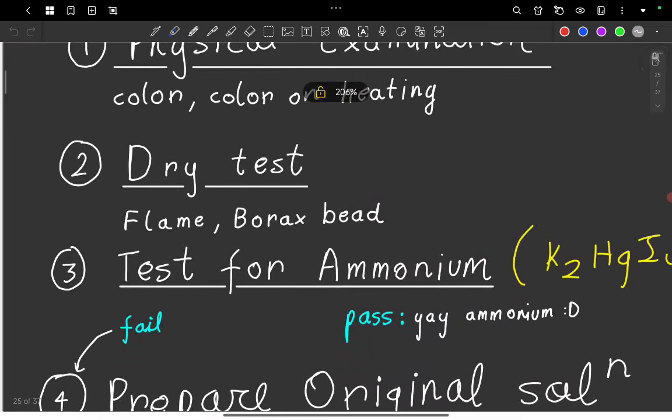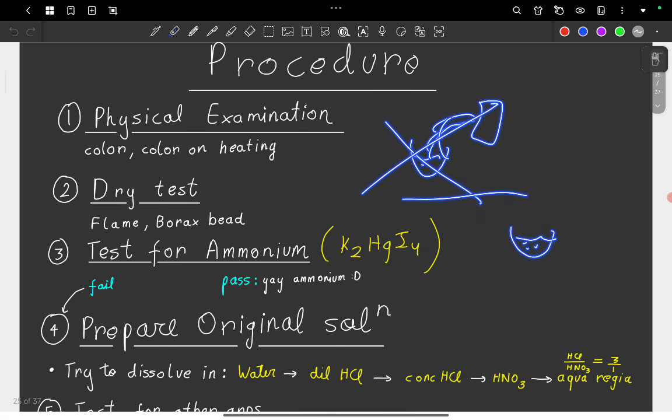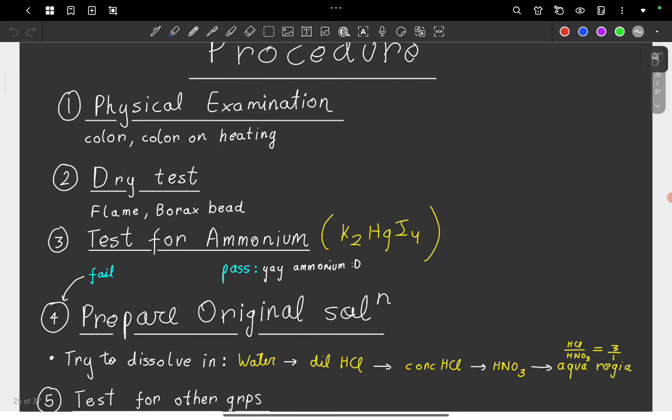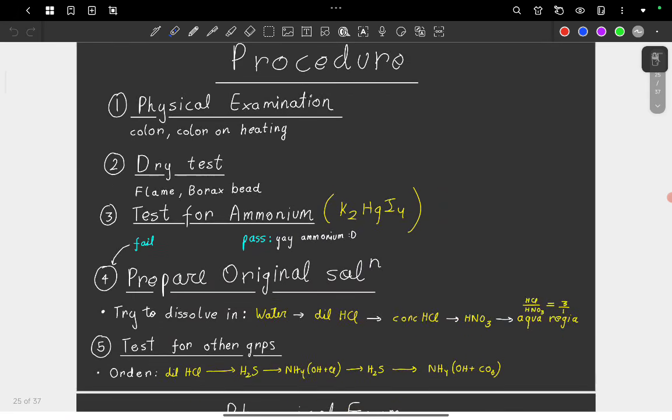After that is done, we are going to perform a dry test. What is a dry test? A dry test is a test in which we are not going to add any kind of solvent to the salt. We are only going to use the salt in its dry form, like solid form, non-aqueous form, and we are going to perform tests on it. The tests being the flame test and the borax bead test.